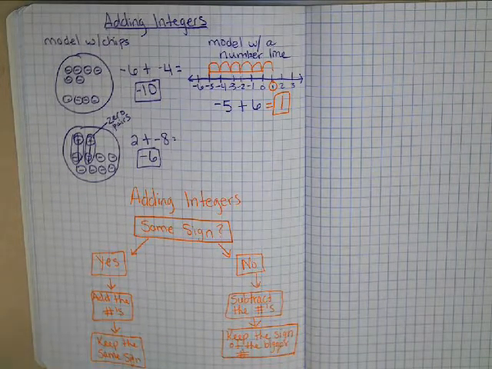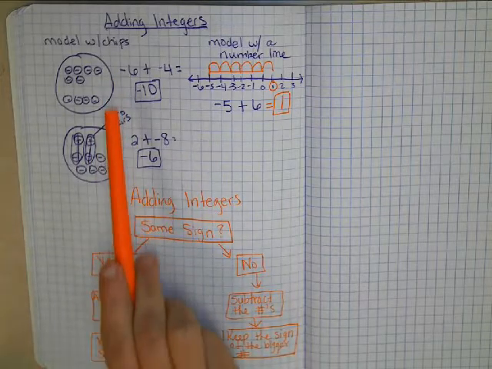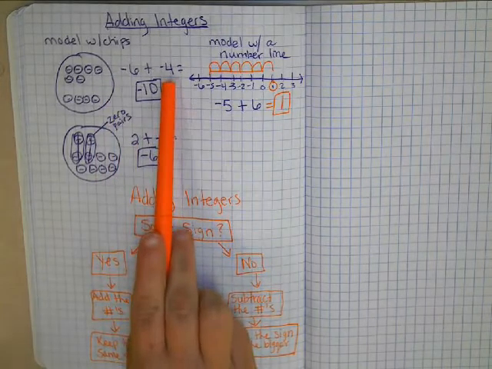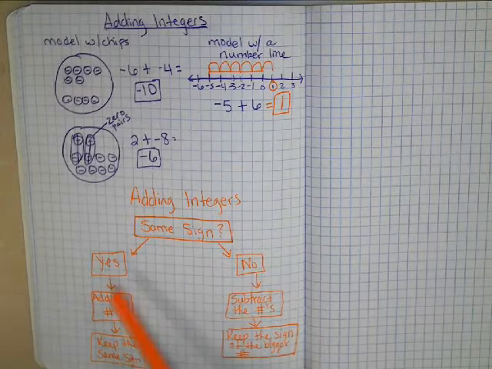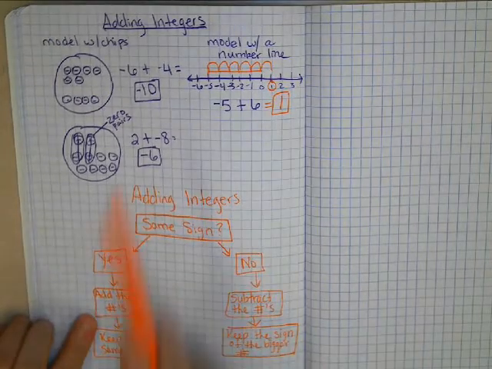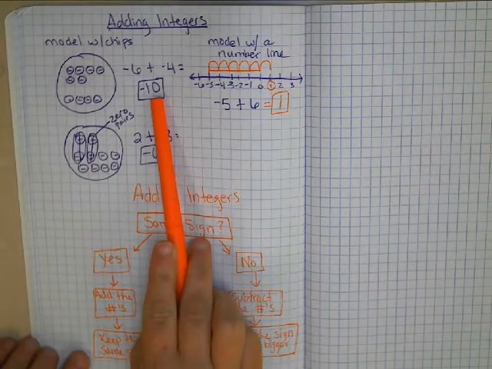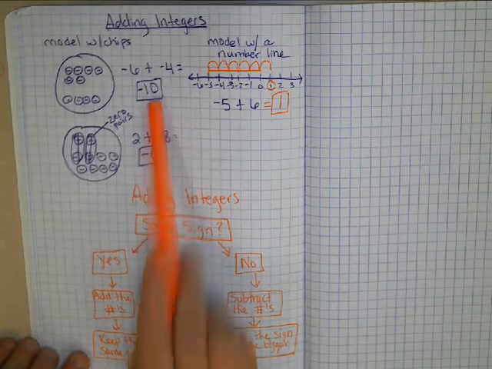Now, you're ready to continue. So we've pressed play, and we're going to look at how this works. So let's go back to our examples. -6 and -4. Do they have the same sign? Well, yes, they do. So they're both negative. So I move on down, add the numbers. 6 plus 4 is 10, and keep the sign, a -10.